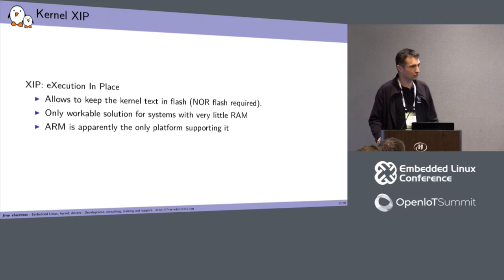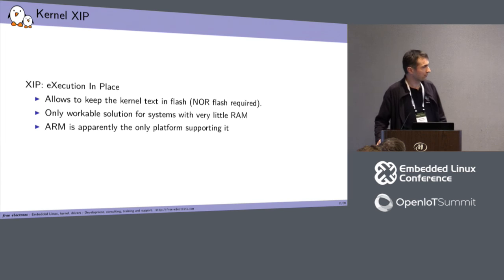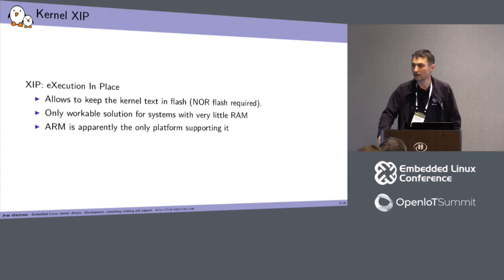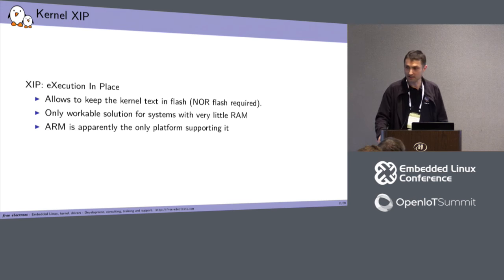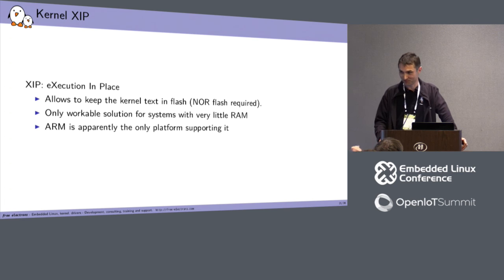If you have a very small system, one of the ways to go is to use kernel XIP, execute in place, in which case you keep the kernel text in flash. You execute the kernel directly from flash, and you never copy it to RAM. You just use RAM for data and allocated data. So it works if you have flash that's accessible as if it was RAM. And yes, that's the only solution if you have very little RAM, like on a Cortex-M3 and the like. ARM is apparently the only platform supporting it, though there were some efforts on x86, but they are not mainline yet.